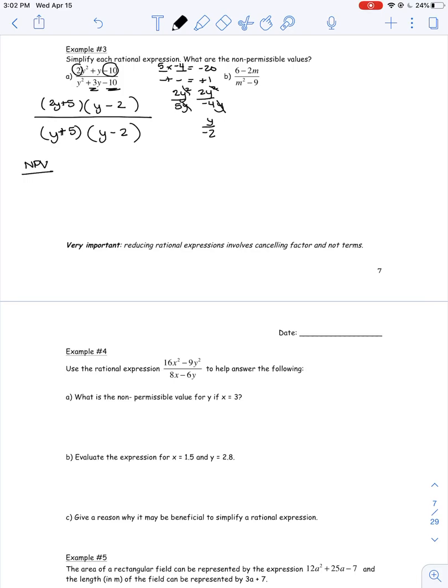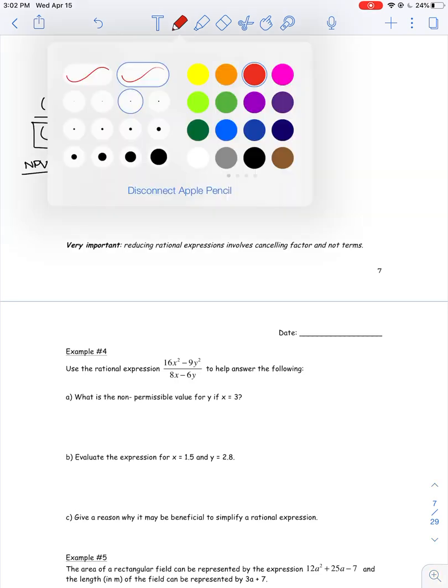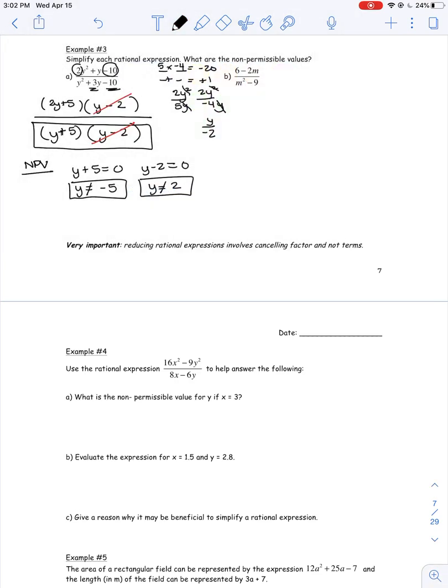Those are called NPVs. So you always want to look at the bottom, and before you cross things off, you want to say, well, y plus 5 could equal 0, and y minus 2 could equal 0. If those are equal to 0, the expression doesn't exist. So what values will do that? Well, y cannot equal negative 5, and y cannot equal positive 2. So those are our non-permissible values. Once we find our non-permissible values, then it is safe to cross off those factors that are the same at the top and bottom, leaving us with our final answer of 2y plus 5 over y plus 5.